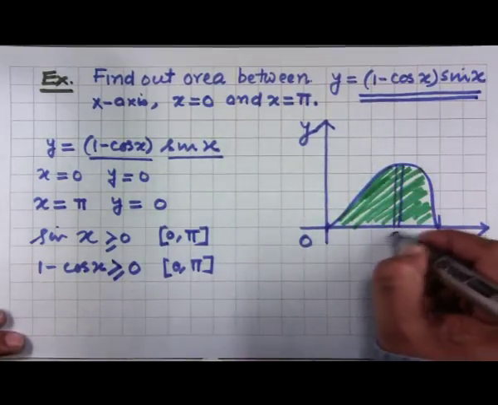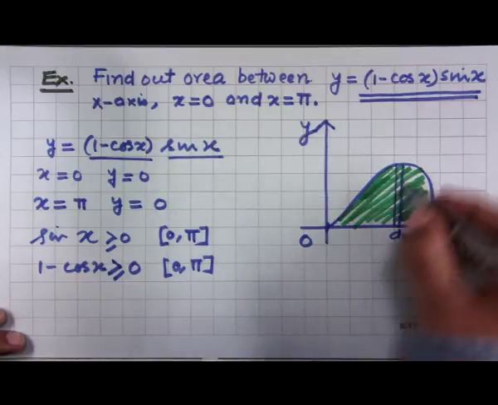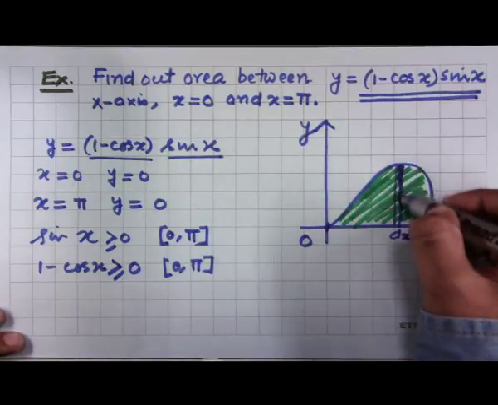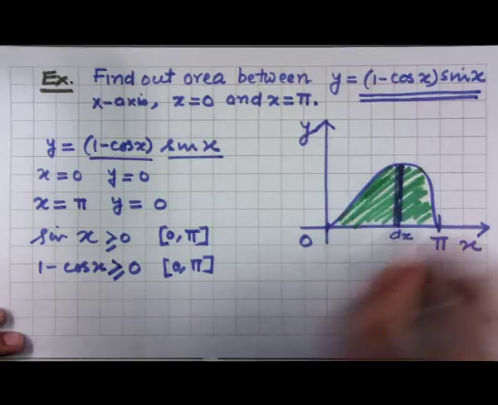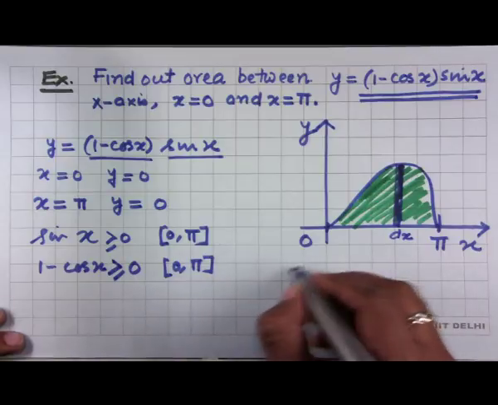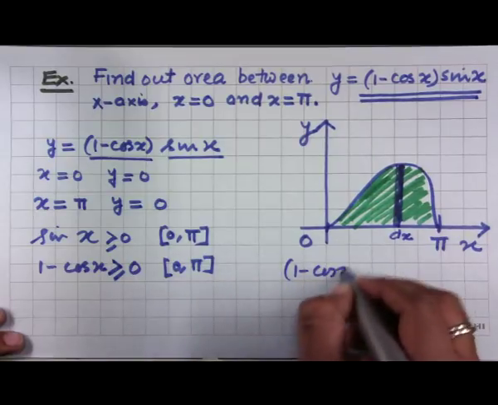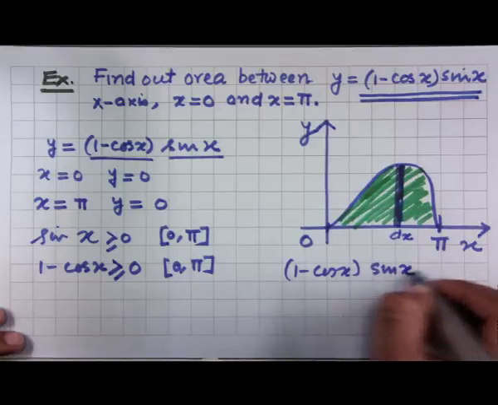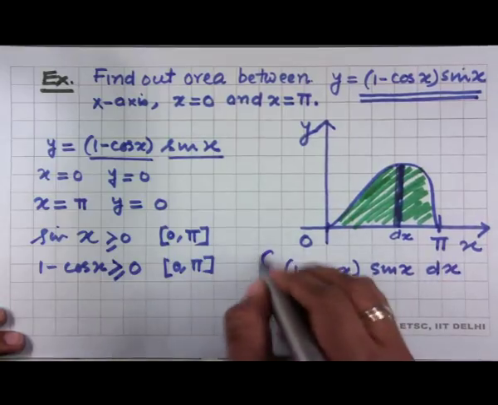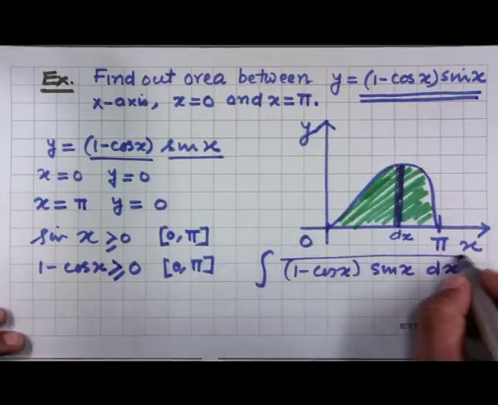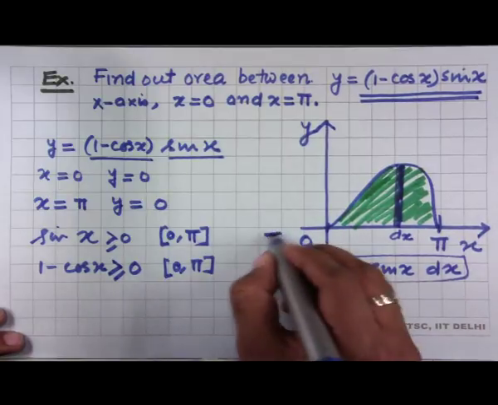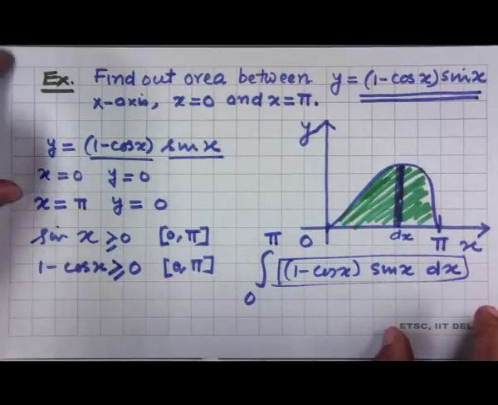If dx is the width of the elementary area, then the elementary area will be 1 minus cos x times sin x into dx, and the total area will be the integral from 0 to pi of 1 minus cos x into sin x dx.